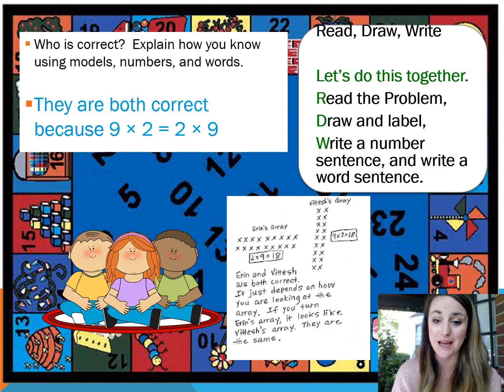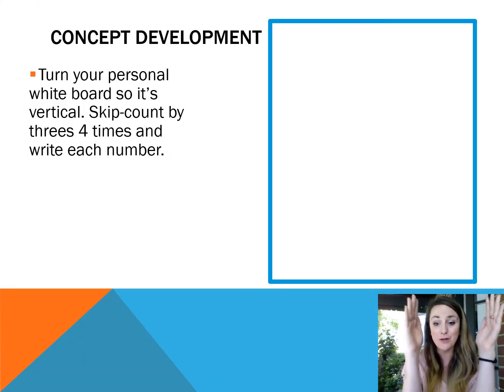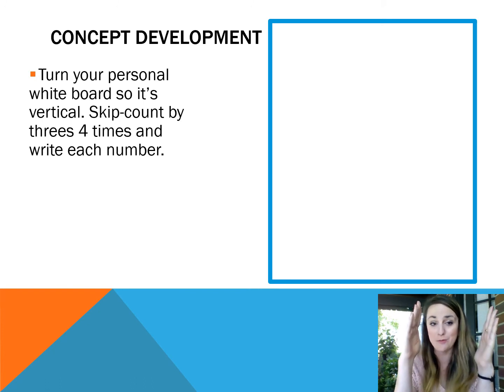It just depends on how you are looking at the array. If you turn Aaron's array, it looks like Viddish's array. They are the same array. Let's turn our personal whiteboard so that they are vertical. Remember, a vertical one looks just like an upward page.